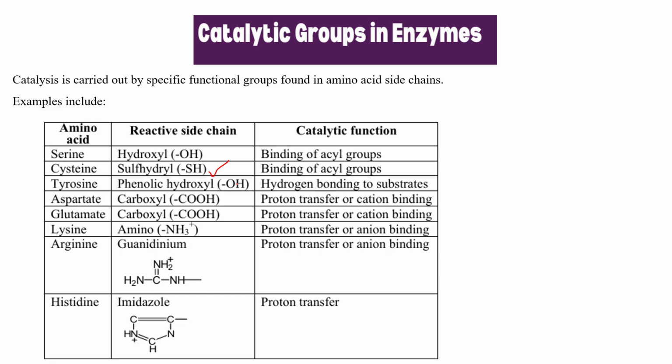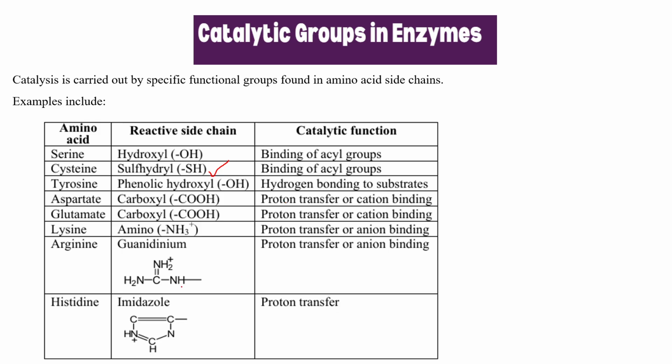In serine, we are not having any phenol group there. We are not having any benzene group. We are having OH attached to the side chain of the amino acid called serine. In tyrosine, we are having a phenolic group or a phenol group. And in this phenol group, we are having the OH. Aspartate is having the COOH. Glutamate is having the COOH. This is the function that they do. They transfer protons or they enhance the cation binding.